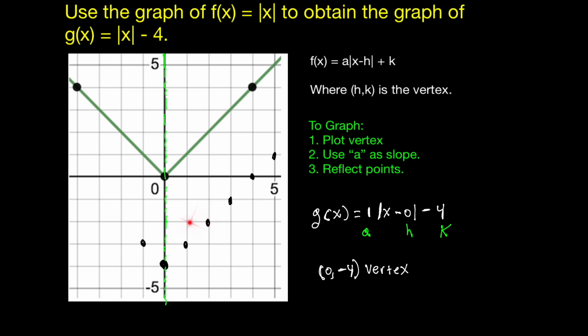Now I go to the next point. This one's 2 distances away. So my reflection is going to be 2 distances away. And if I follow that pattern, I'm getting the diagonals to the left of my vertex. And now this new function is g of x, which is the absolute value of x minus 4.